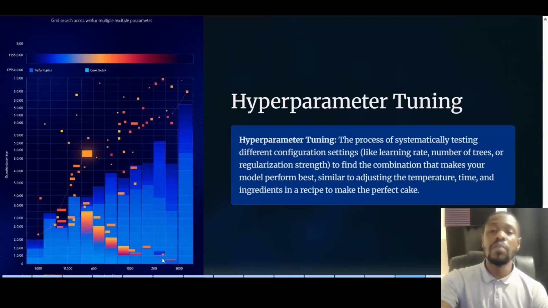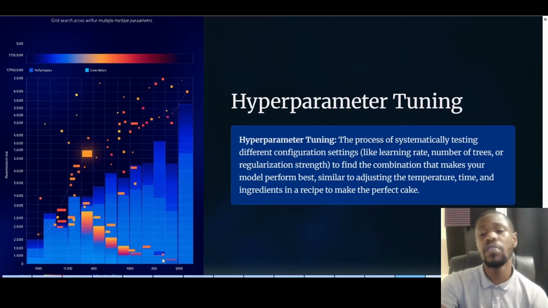Right, we also have something known as hyperparameter tuning. So what is hyperparameter tuning? It is a process of systematically testing different configuration settings, for example like learning rate, number of trees, or regularization strength, in order to find the combination that makes your model perform the best. So it's essentially similar to adjusting the temperature, time, and ingredients in a recipe in order to make the perfect cake.